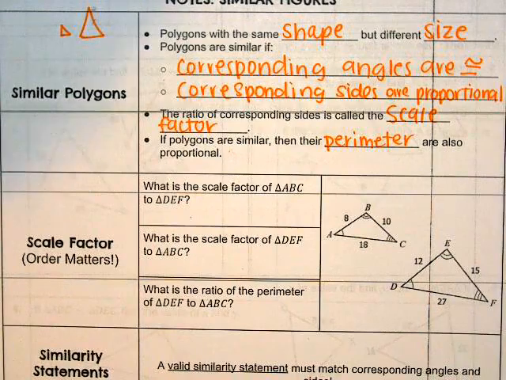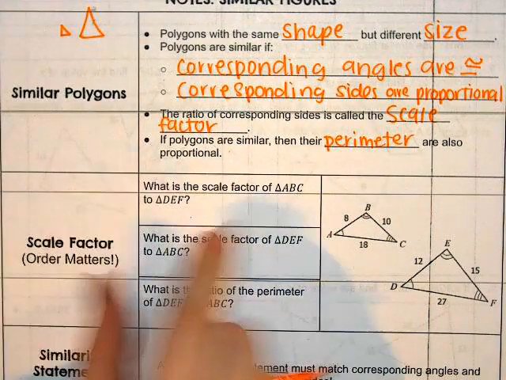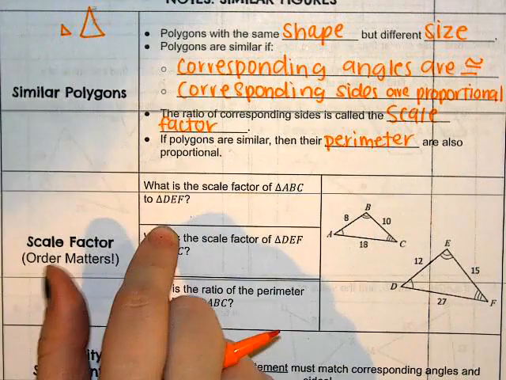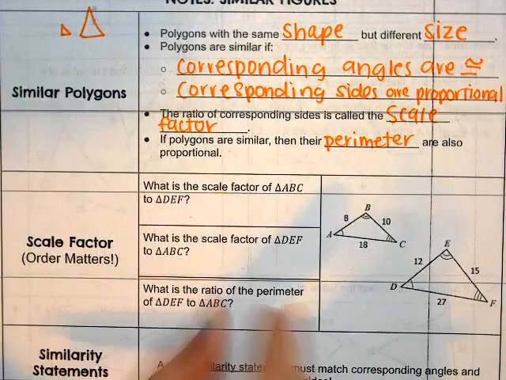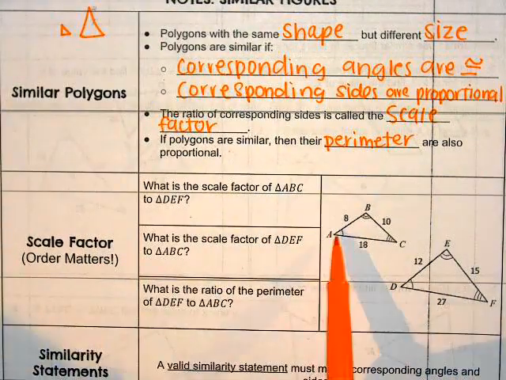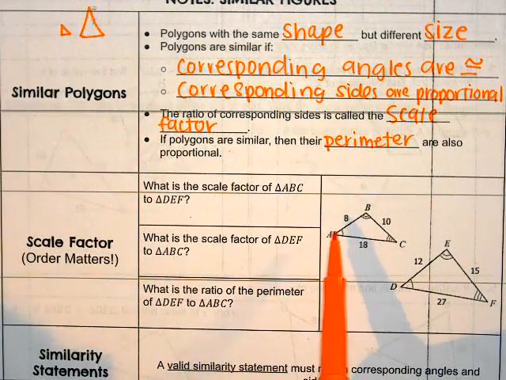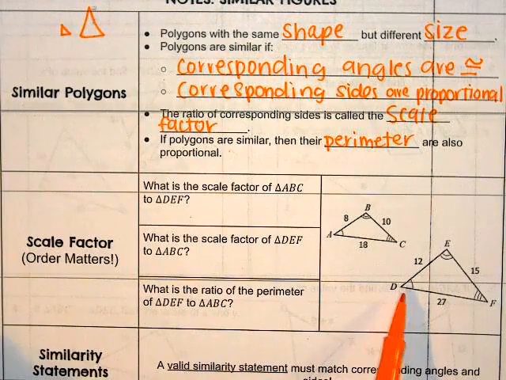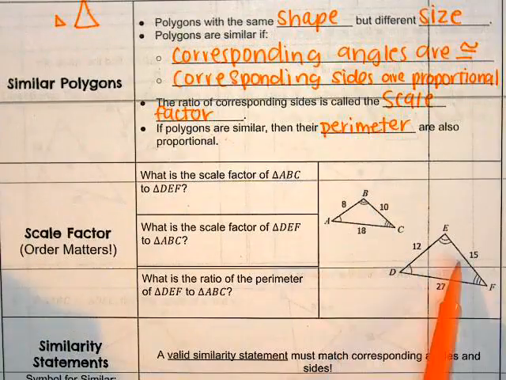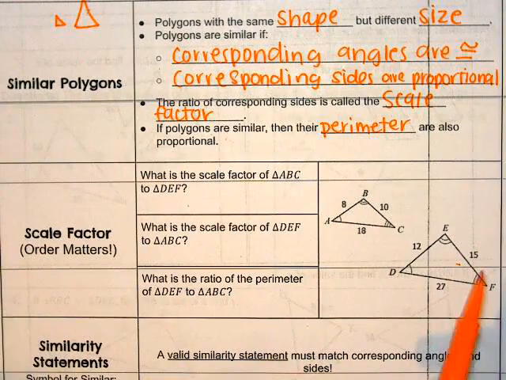So in the example we're about to do, it gives you the order of the letters. It tells you that it's A, B, C, and then D, E, F. But if it didn't tell you that, and you just had to look at it, you would look at the angle markings. This has one circle, or one arc, so you're going to match it to the same in the other triangle. So A and D would be the same, and B and E would be the same.